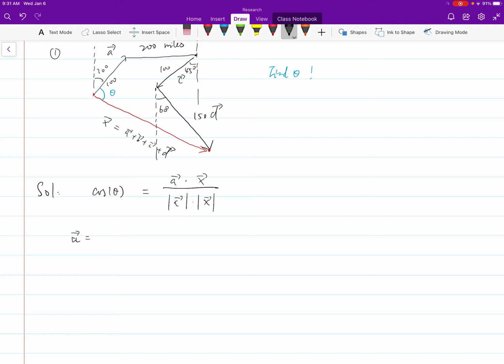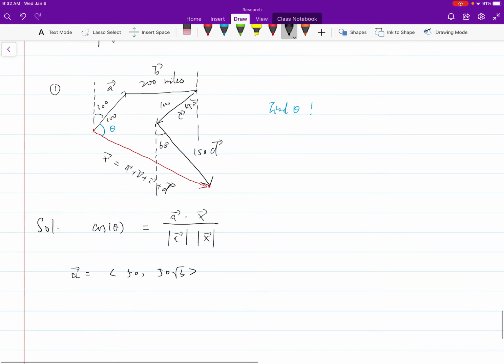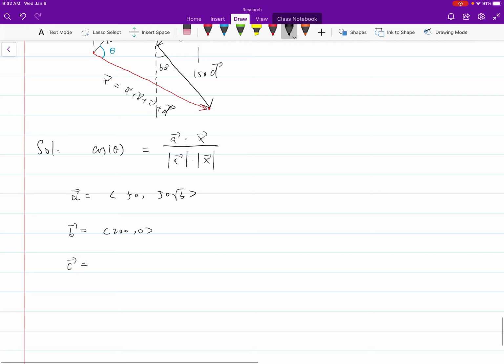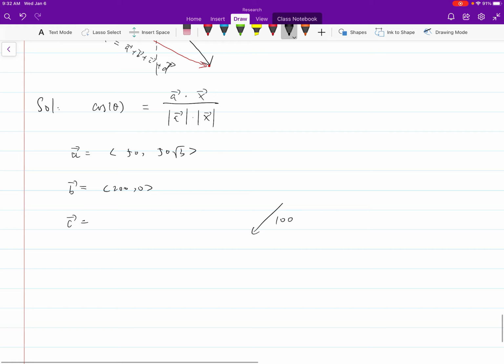A: it's 130 degrees. So horizontally, you're going negative 50, and vertically, you're going 50 square root of 3. Now you're here. B: you're going east for 200, so 200, 0. C is going to be 45 degrees with magnitude 100, so what you get is negative 50 square root of 2, which is 100 times cosine 45 degrees, and 100 times sine 45 degrees. You do that by yourself, and negative 50 square root of 2.